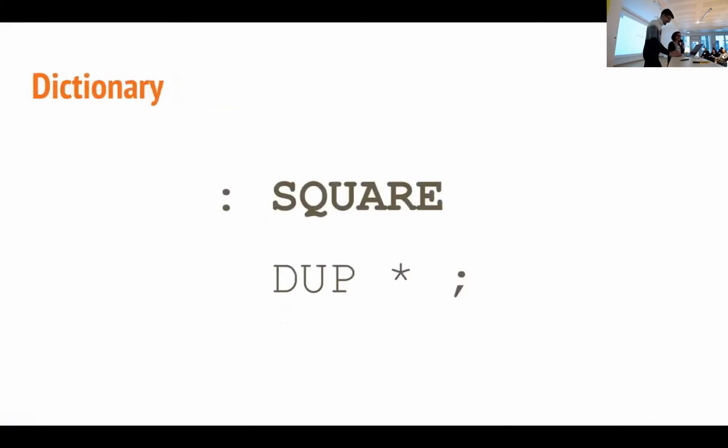Okay. So this is how we define the word in Forth. We have the colon, which starts the definition or tells the interpreter to switch to compile mode. And then the name of the word, which is square, and then the body of the word, which is dupe star or dupe multiply. And then the semicolon ends the definition or switches out of compile mode. So you can compile words while you're interpreting, which is pretty cool.